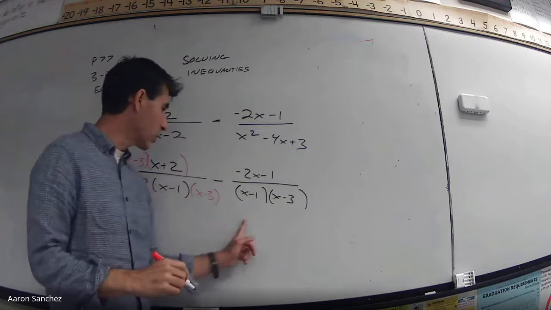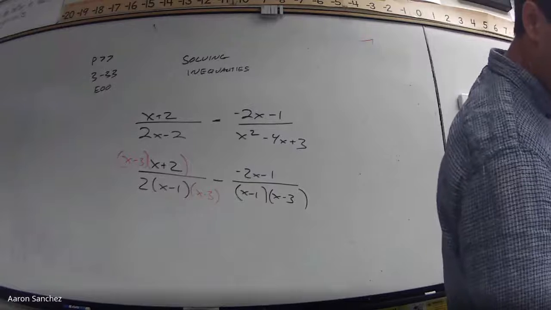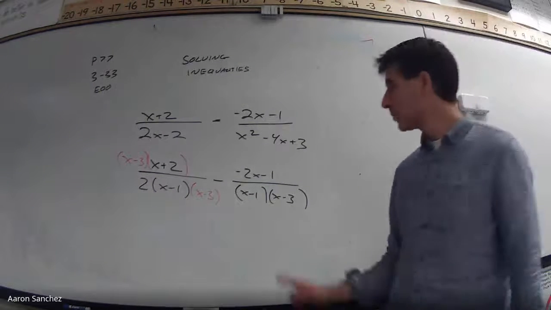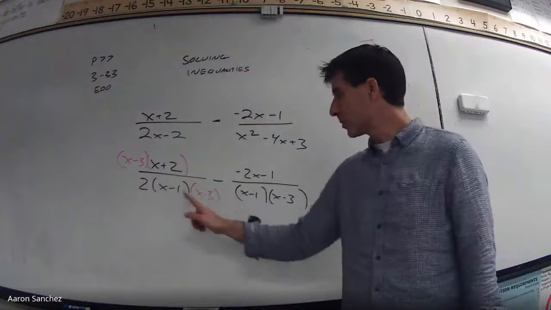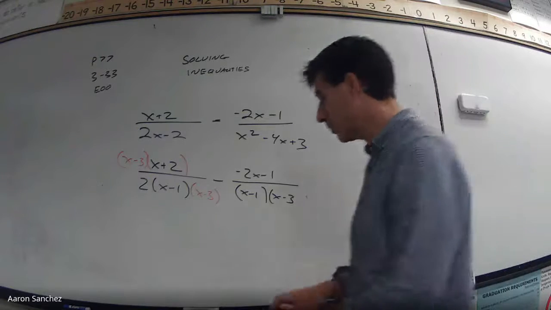What does this one need in order for them to be the same? Let's go, Cassandra, what does it need? What am I missing here? This one has a 2 and x minus 1, x minus 3. What should I put over here so that they look the same? Do you need a 2? That's 100% correct.